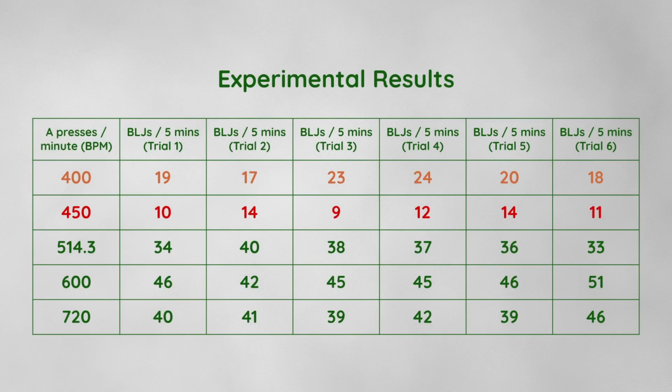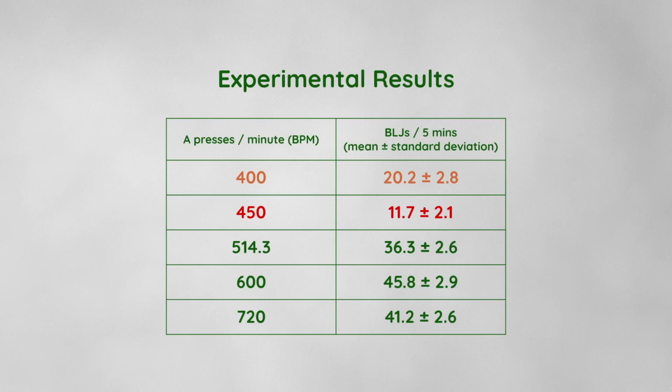Here are the raw results for each BPM I tested. And here are the mean values, showing the uncertainty in the measurement. As expected, 400 BPM is not great, but is significantly better than 450 BPM, while 514, 600 and 720 are all pretty comparable, with 600 BPM coming out on top.